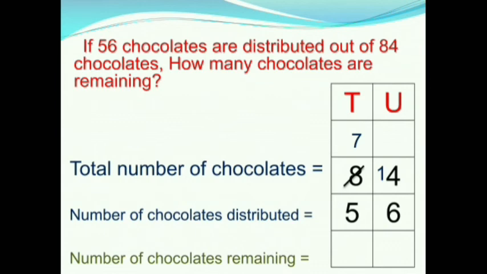Now we should subtract units place digits. They are 14 and 6. 14 minus 6 is equal to 8. Next we should subtract tens place digits. They are 7 and 5. 7 minus 5 is equal to 2. Therefore, 28 chocolates are remaining.